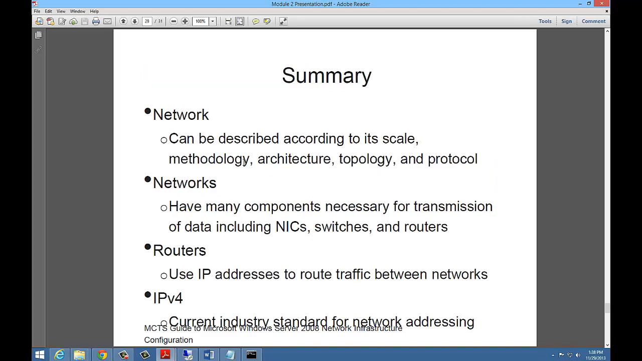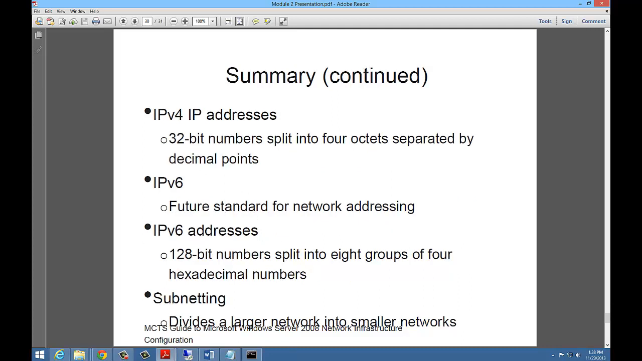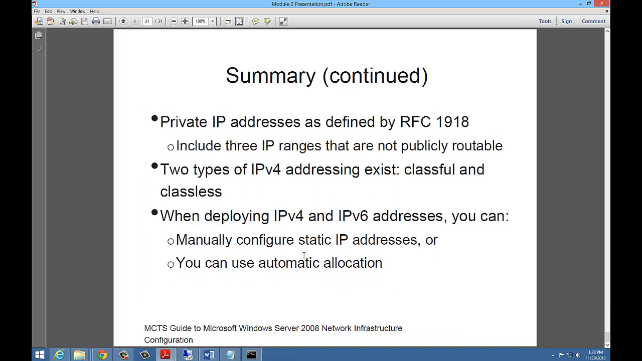In summary, we talked about the different types of networks, routers, IP version 4, IP version 6, subnetting, private versus public IP, and classful and classless, or stateless and stateful, same kind of thing. And then we covered deploying IP version 4 and version 6 addresses, manually configuring static IP addresses, or using DHCP. So that's it for our Module 2, and I look forward to seeing your work, and we'll be going on to Module 3.